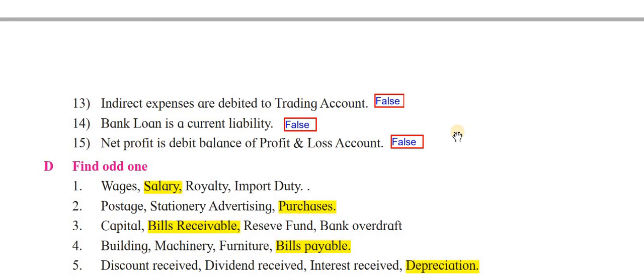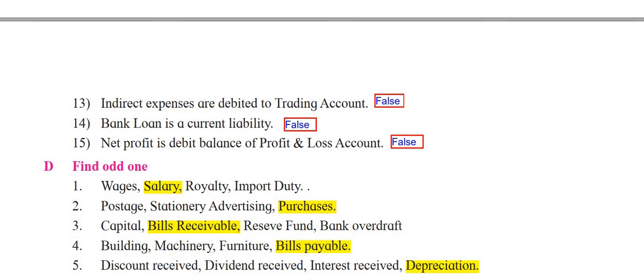Second, postage, stationery, advertising, purchases. Definitely this is the other way. Postage, stationery and advertising तीनों के तीनों आप profit and loss account में देख सकते हो, लेकिन purchases is related to trading account. That's why the odd one out is purchases.